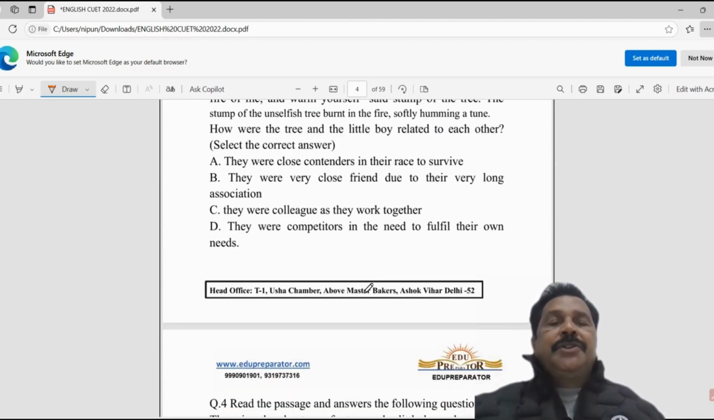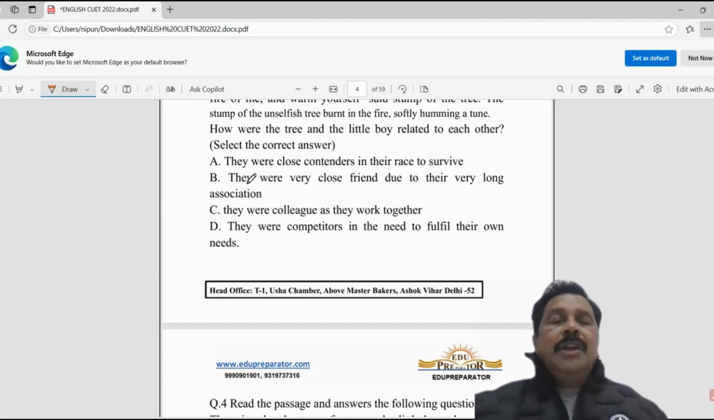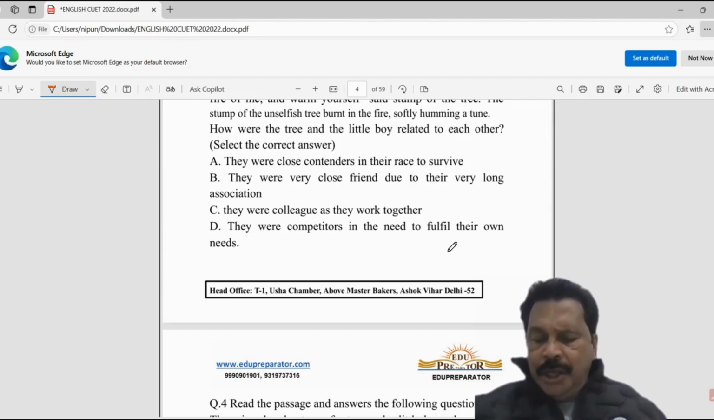Again, the passage will be repeated, and this time the question is different. How did the tree and the little boy relate to each other? You have to choose the correct answer. In what way are the tree and the child related? Number 1, they were close contenders in the race to survive. Both are competing with each other to survive. Second, they were very close friends due to their very long association. Third, they were colleagues. Colleagues means people working together. As they work together, they were competitors in the need to fulfill their own needs.